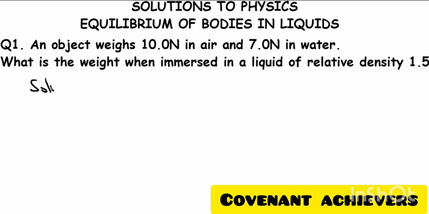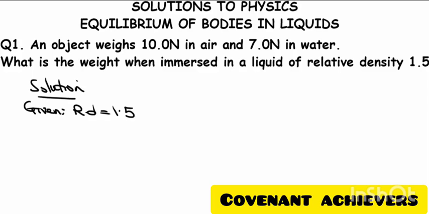If you look at the solution, I'm going to explain it step by step, and I will not rush this explanation so that you can understand it. Now, the first thing, let's look at what we are given. We are given the relative density as 1.5, and relative density does not have units because it's a ratio of the same quantity. Then we have the weight of an object in air.